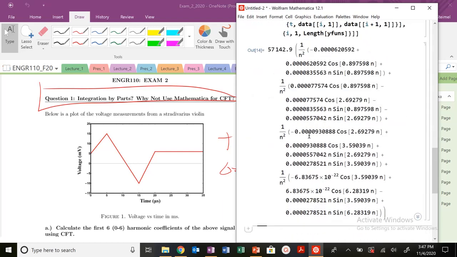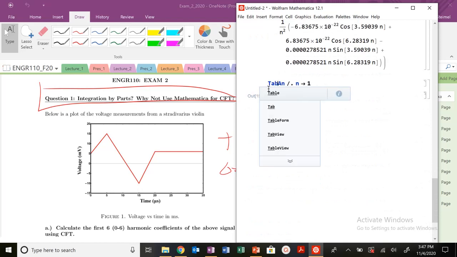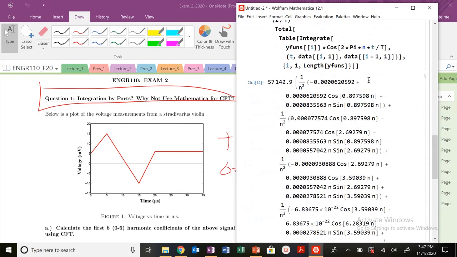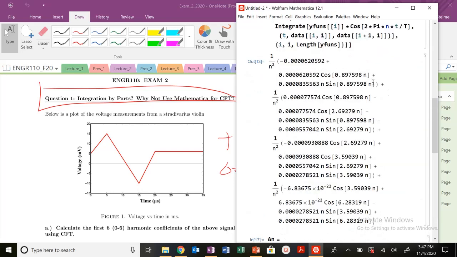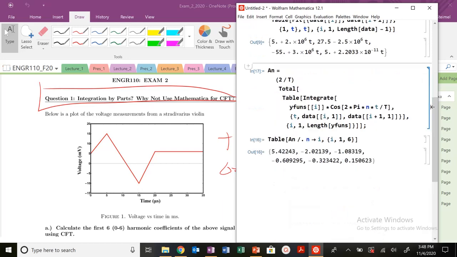So let's go ahead and check a sub n /. n goes to 1. Here's my first harmonic. So I can do table a sub n goes from I, we're looking at the first 6 harmonics from 1 to 6. There we go. I'm going to suppress this output right now because we've already done that. I want to make it look pretty. An elegant code, as Professor Carter would say.